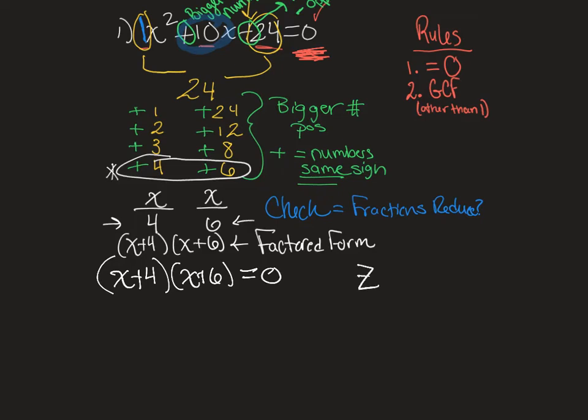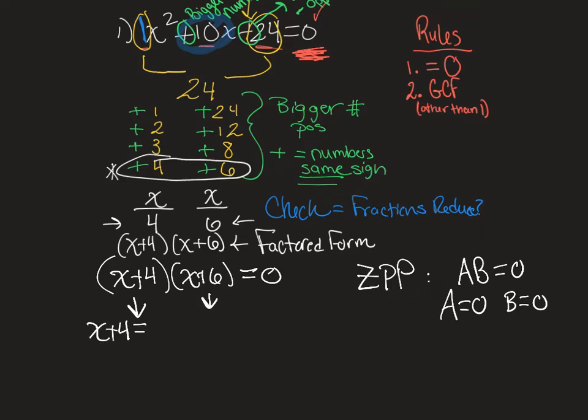I'm going to use this thing called the zero product property, which says if I have two things, we'll call them A and B, and they equal 0, then either A has to equal 0 or B has to equal 0. One of those two things, A or B, must be 0. So we're going to take our two factors, x plus 4, and set it equal to 0, and take x plus 6, and set it equal to 0. And then we're going to solve these two equations.